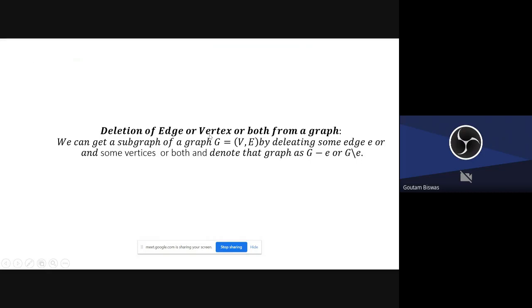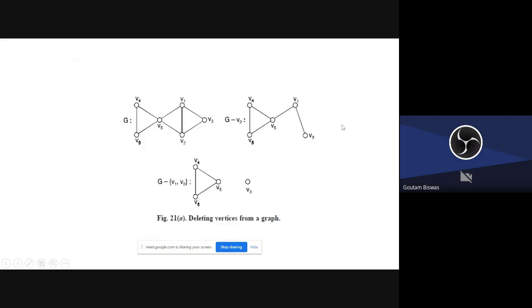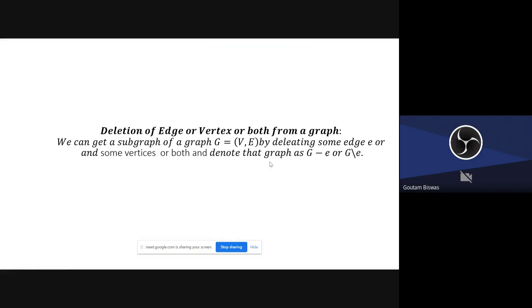Now, deletion of edge and vertex from the graph. Suppose this is a graph, and G minus V2 is this graph. So V2 has been deleted. Okay, so this is a subgraph. G minus V1 and V2: V1 and V2, V2 has been deleted. So this is the graph, and V3 has become an isolated vertex. Okay, so this is the deleting of a vertex. Then deletion of edges.